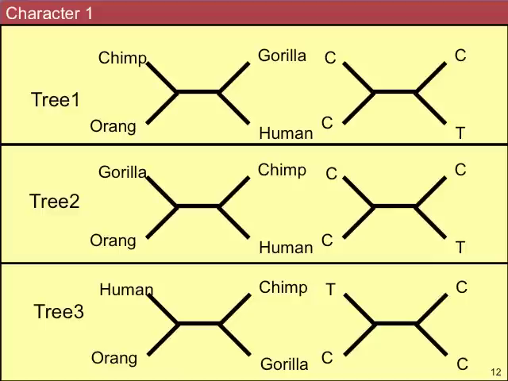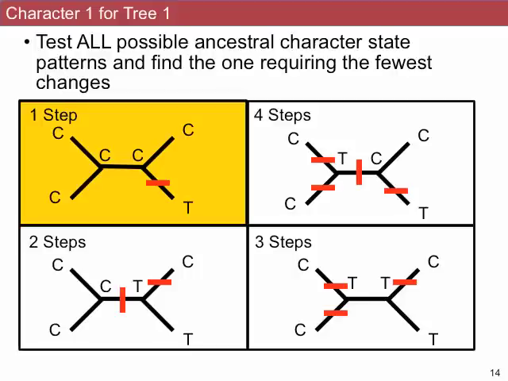So here are the 3 unrooted trees for those 4 taxa. Remember, there are only 3 possible unrooted trees for 4 taxa. So we're going to take character 1 from that data matrix. Here's character 1. And again, I already went through this, so I'm going to do it a little bit quickly. We're going to map the character onto each of the trees, and then we're going to take each character pattern on each tree, and we're going to ask what is the minimum number of changes required for that character on that tree. So here's character 1 on tree 1.